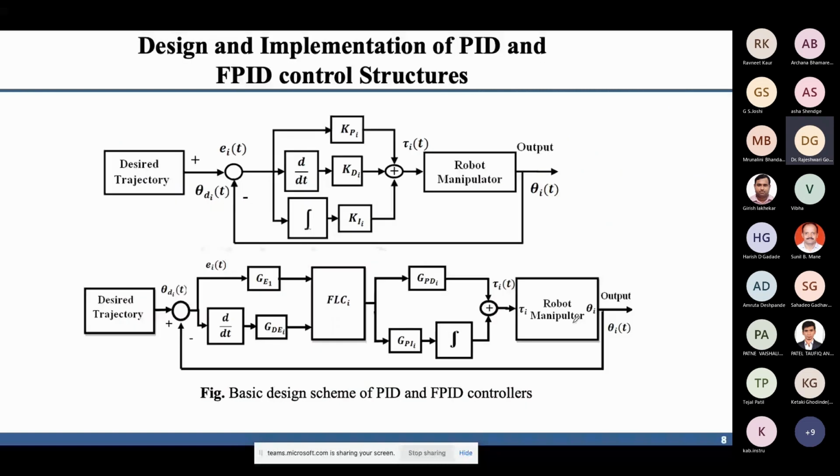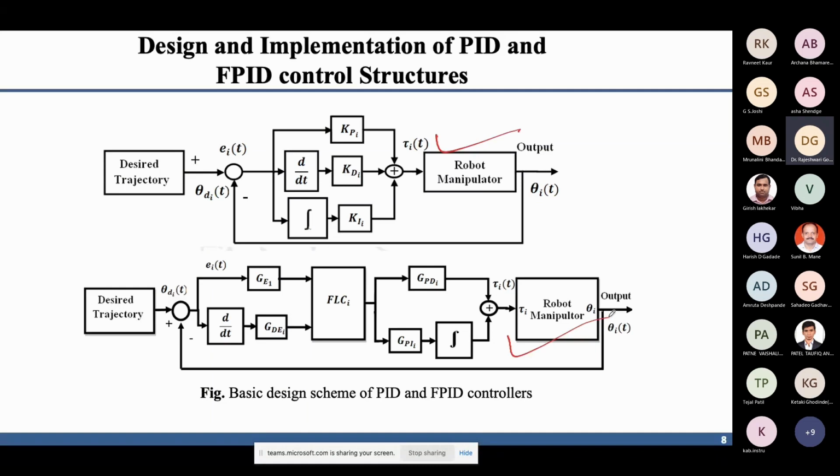Whenever you are developing a new controller, a hybridized controller or a novel controller, it has to be compared with previous versions. That's why we are comparing with the PID and the conventional fuzzy logic controller, in order to show the superiority of your proposed controller. That is required, it has to be done. Otherwise, how can you justify that your controller gives better performance compared to the rest of the controllers?